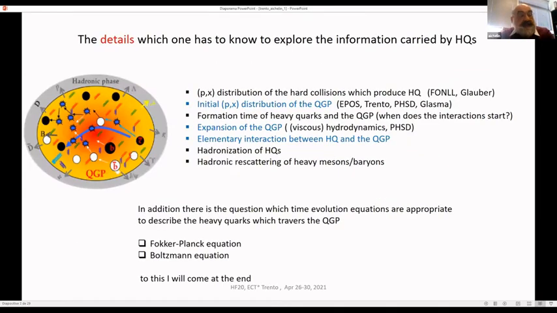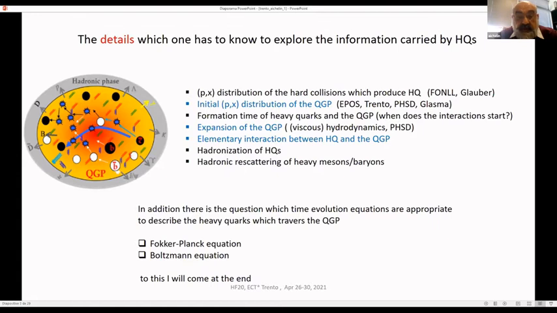So when we would like to study these heavy quarks, and to make predictions of what we can observe, then we have to know a lot of information about the situation in the heavy ion collisions. We have to know the distribution in momentum space and position of the hard collisions, which produce, first of all, the heavy quarks. That can be done by FONLL and Glauber. The initial pT distribution, momentum space and space distribution of the quark-gluon plasma particles.